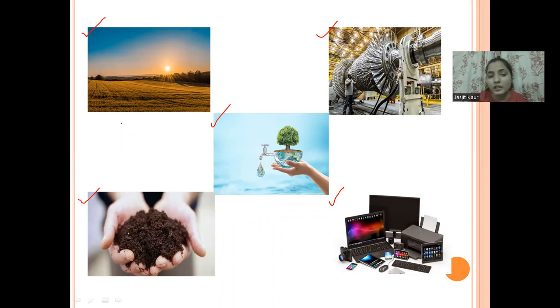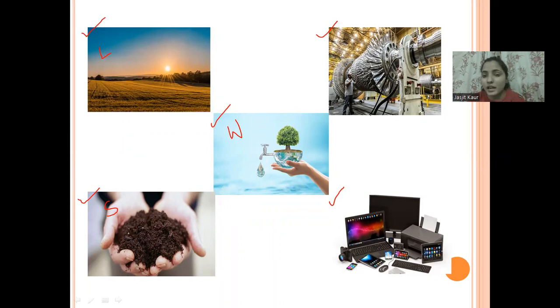Now, if I tell you, we have land as a natural resource here, we have water as a natural resource, then we have soil as a natural resource. These three are natural resources because we can directly use them from nature, without any modification, and we do not pay any money to any person while using these three resources.